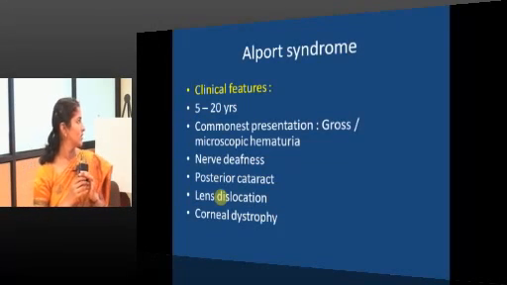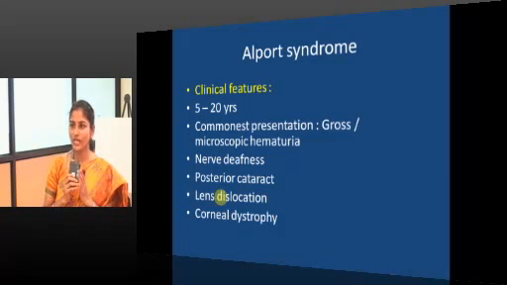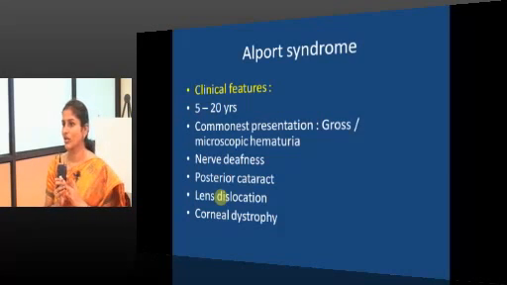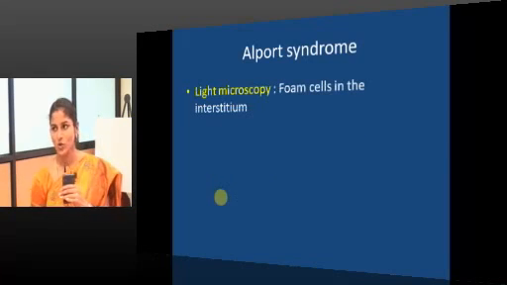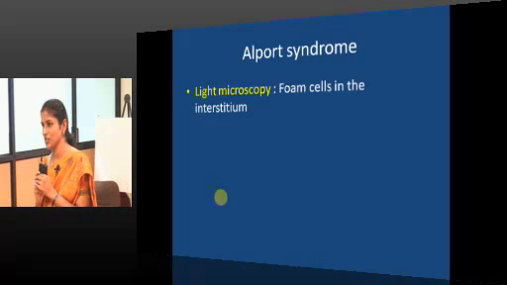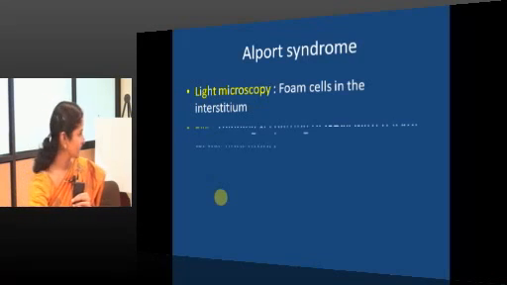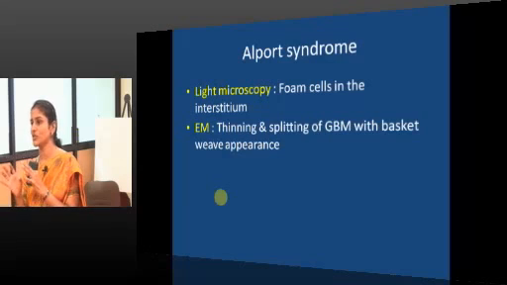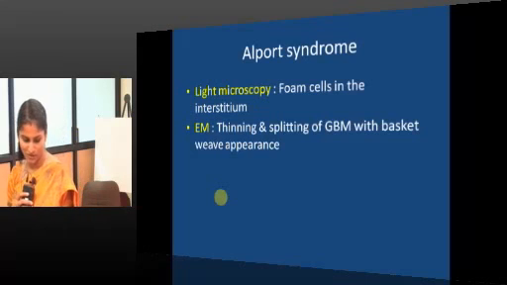Clinical features usually appear at 5 to 20 years. The commonest presentation is either gross or microscopic hematuria, nerve deafness, posterior cataract, lens dislocation, and corneal dystrophy. Light microscopy will show the presence of foam cells in the interstitium. This is one of the very few conditions in the kidney where you will have foam cells in the interstitium. On electron microscopy, the classical picture would be thinning and splitting, giving what appearance? Basket weave appearance under the electron microscope. This feature is classical of Alport syndrome.